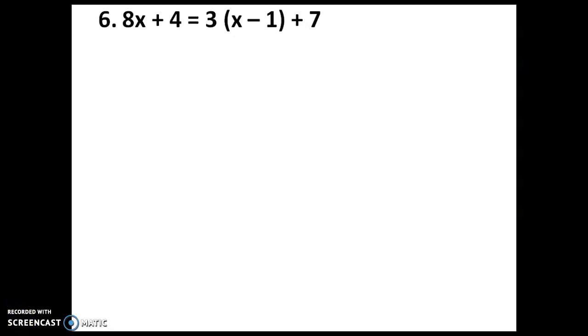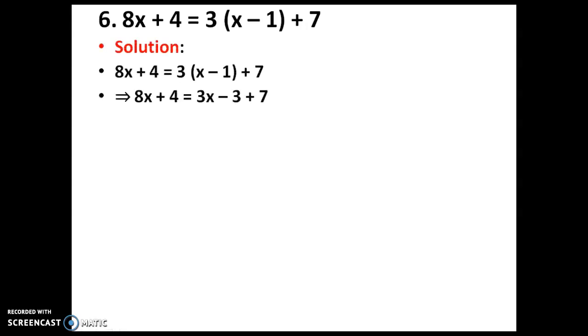Next problem, 8x plus 4 equal to 3 into (x minus 1) plus 7. Okay, so let's see the solution. So first we are multiplying this 3 with the bracket. Okay, we are removing the bracket, that's it. So 3 into x, 3 into minus 1. Okay, 3 into x is 3x, 3 into minus 1 is minus 3. Okay, we have removed the bracket, that's it.